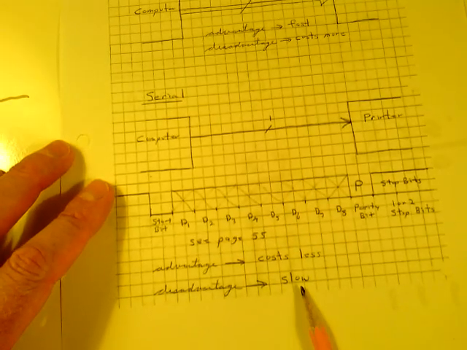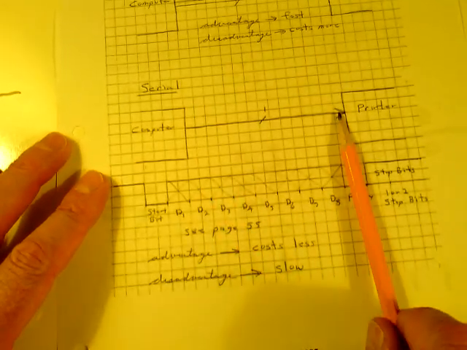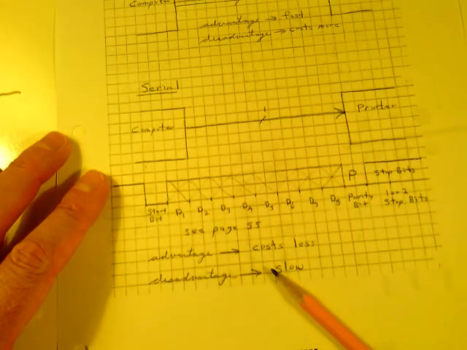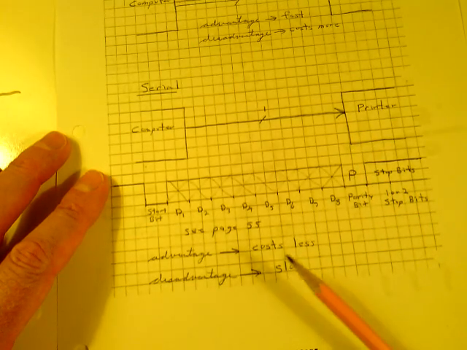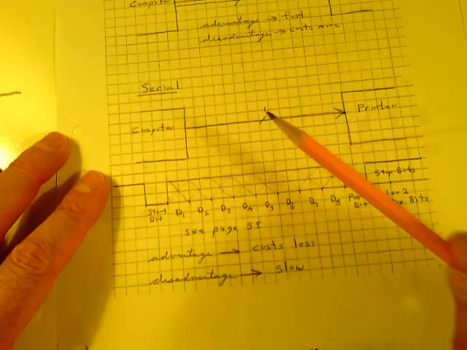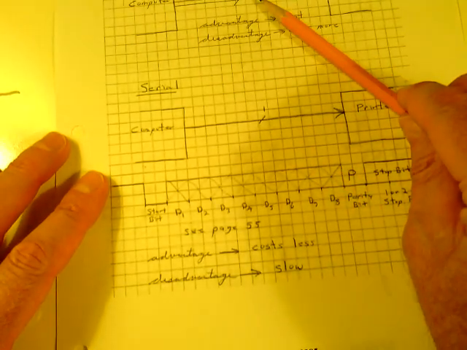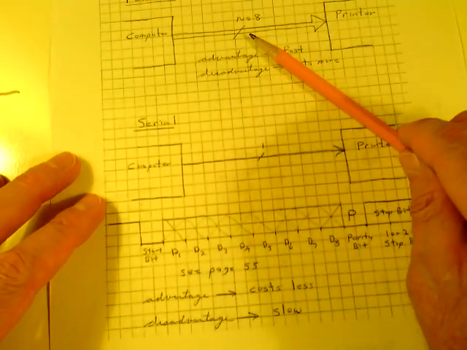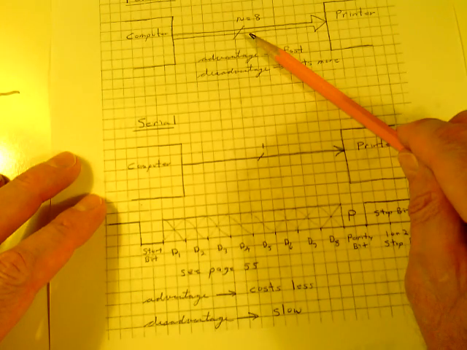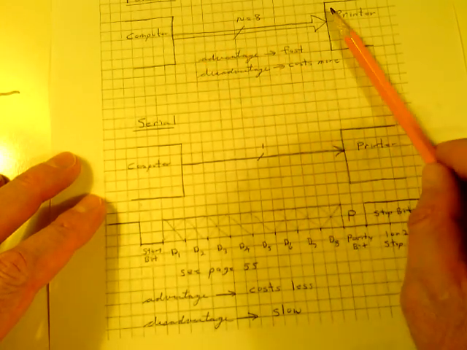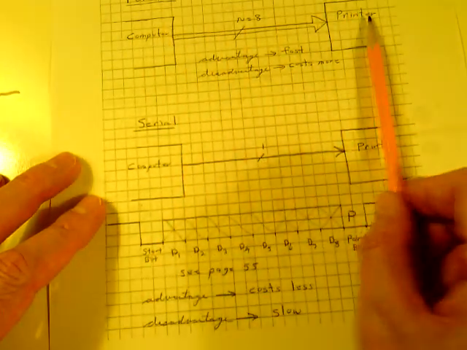Now, I say it's relatively slow because it's one bit at a time, but that's a relative thing because nowadays these serial buses are a lot faster than what the parallel buses used to be years ago. But all things being equal, when you send something in parallel, by its nature, it has to be quicker because you're sending all 8 at one time as opposed to individually.